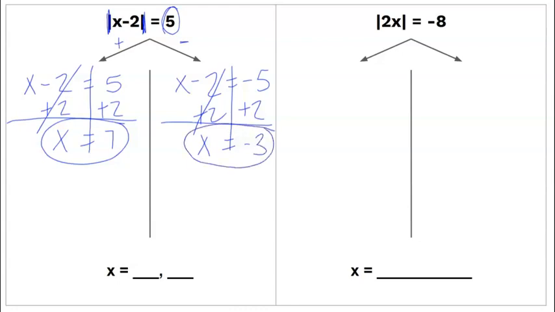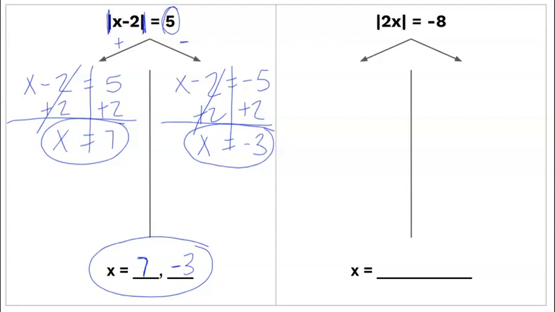So please note that while in our last example the numbers were the same, one positive and one negative, that's not always the case. So here we have our x value could be 7, or our x value could be negative 3. So two different numbers that both answer this equation correctly.